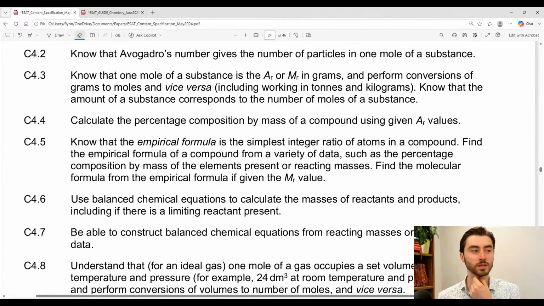Perform conversions of grams to moles and vice versa. Not that bad. I do not enjoy working in tons. A ton is 10 to the 6 grams. Kilograms is 10 to the 3 grams. Whenever you're working in chemistry, you should be working in grams, as opposed to physics, where you're always working in kilograms.